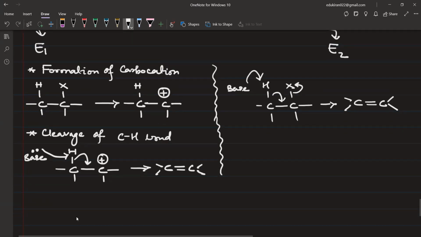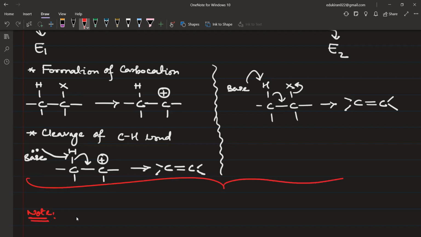Also, see, in both of these types of elimination, this is the alpha carbon and this is the beta carbon, right? So from the beta carbon, hydrogen is getting abstracted. So this is also known as beta elimination. What can we call both of these? Beta elimination reaction.